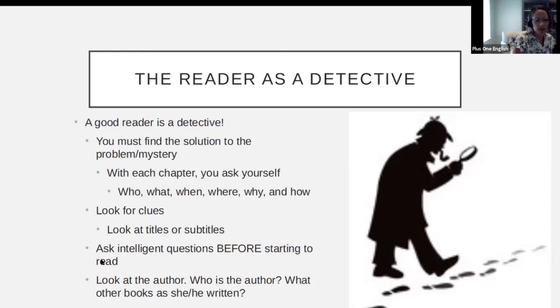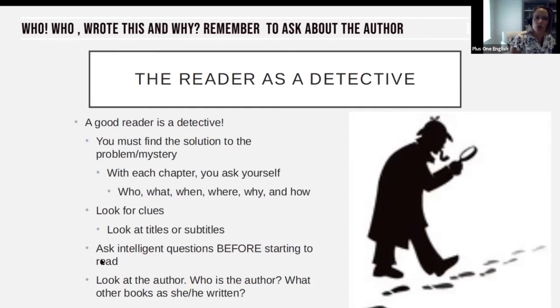Are they a scientist? Are they a teacher? Okay, all these things matter when you read an article or a book or whatever you read. Remember, who is writing this information? Especially in today's world, right? Fake news. Where does it come from? Who's writing it?